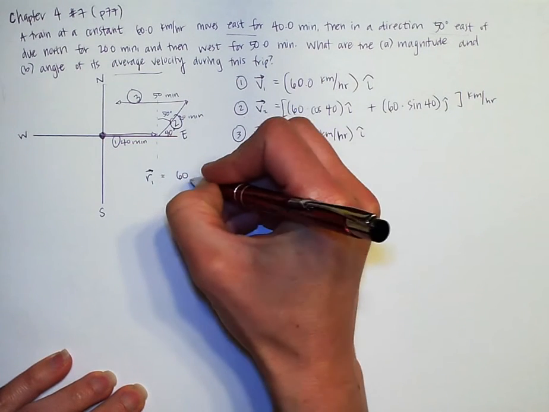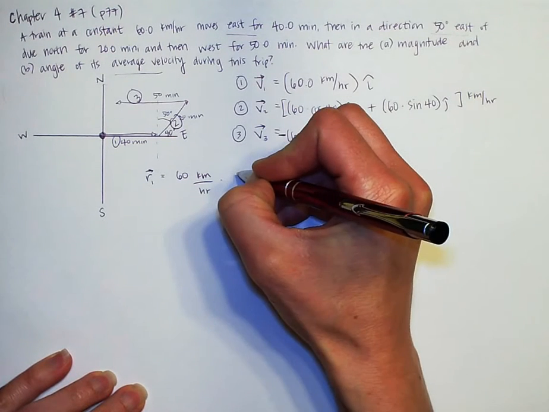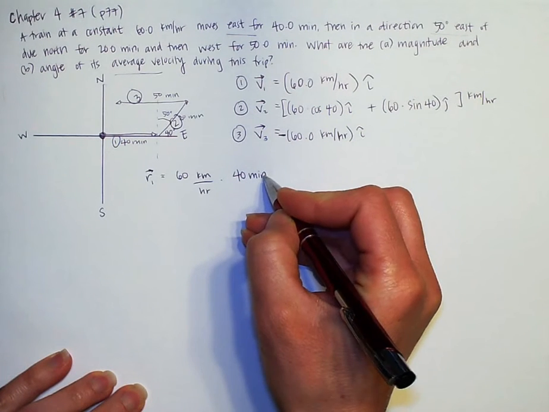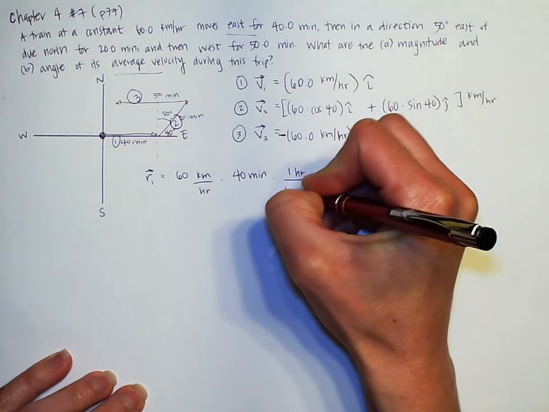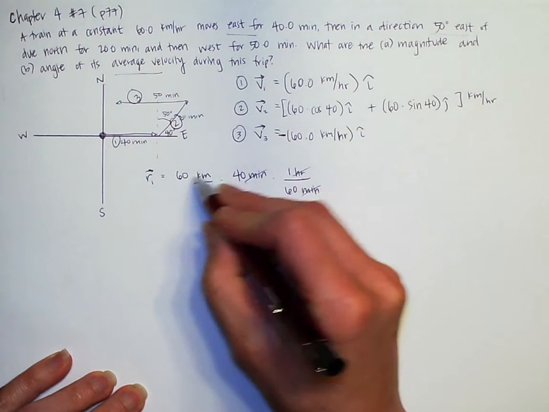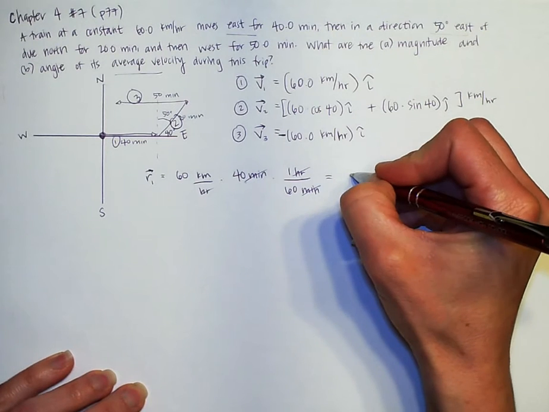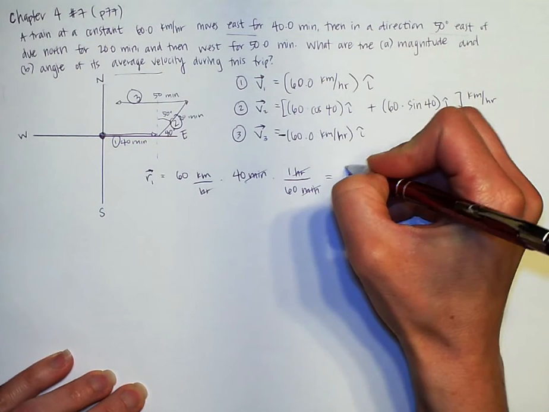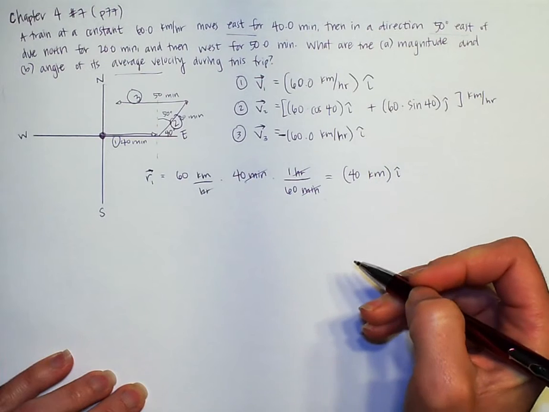And so I will have 60 kilometers per hour times 40 minutes. But as you can see right here, my units don't work out. And so we can multiply this by 1 hour per 60 minutes. And of course, those cancel out, and we're left with how many kilometers we go, which you can see pretty easily mathematically is going to be 40 kilometers. And this is a vector, so we want to make sure that we are including our unit vector notation. So that's in the x direction, so i hat.